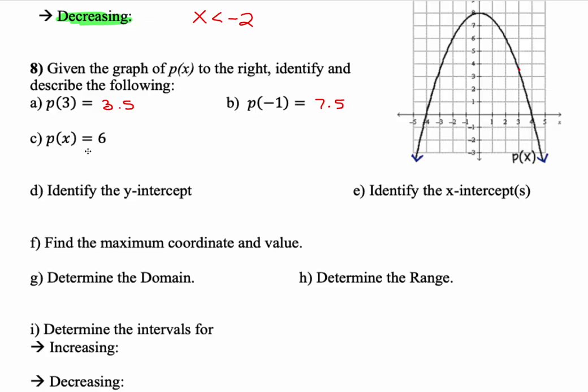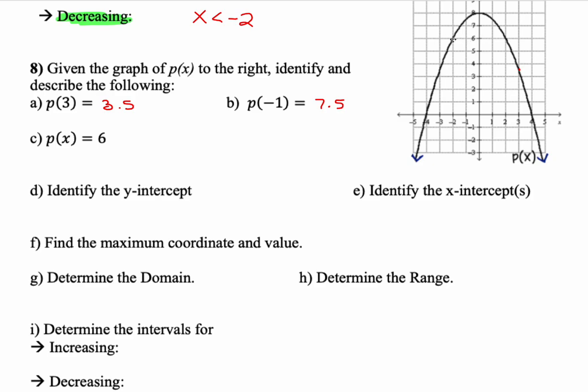Okay. C says P of x equals 6. So P of x, x has not been told to us. We are told the y value. So we go to the y value of 6, and we find every location that it might hit.